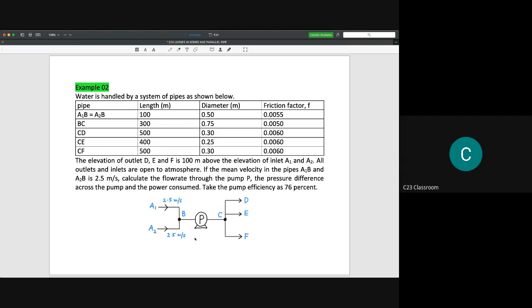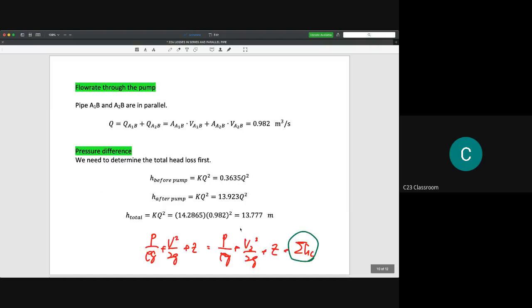calculate its resistance as 1 over square root k equal to 1 over square root k1 plus 1 over square root k2, to get the total resistance, the total losses before the pump. And for after the pump here, because we have three parallel pipes, you need to calculate with the same method, with the equation of 1 over square root k. And then after you get all of that, inshallah, you will get this value.